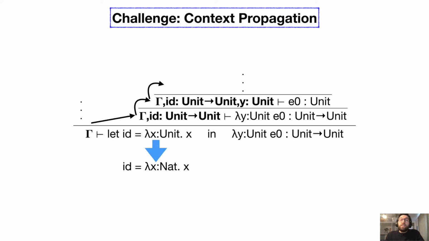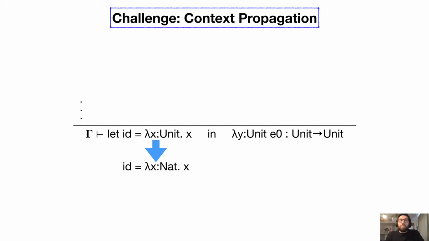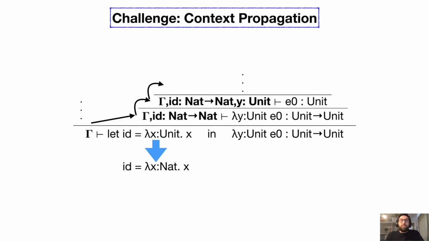But when we change the expression bound to ID to the identity function for not types, for example, we need to redo the typing derivation for the body of the let expression, and we do it with the new context. This leads to unnecessary retyping, especially if ID is never referenced in the body of the let expression.